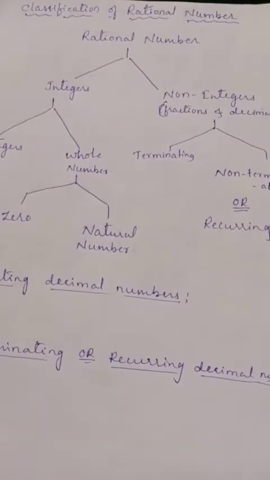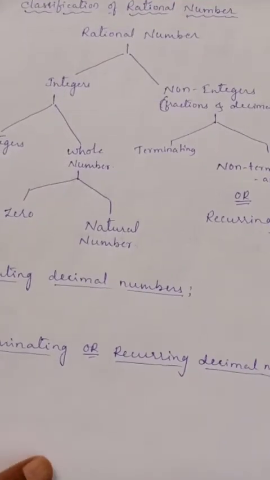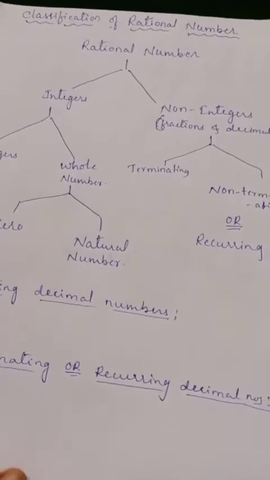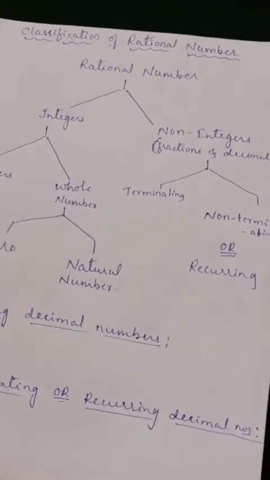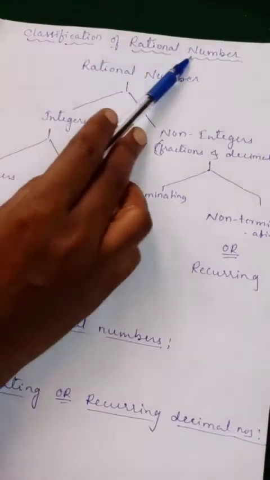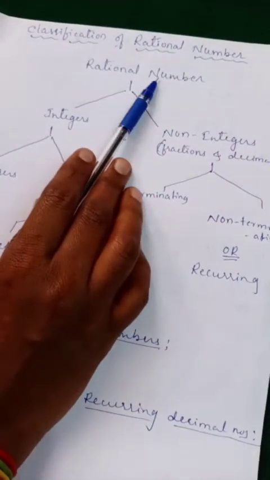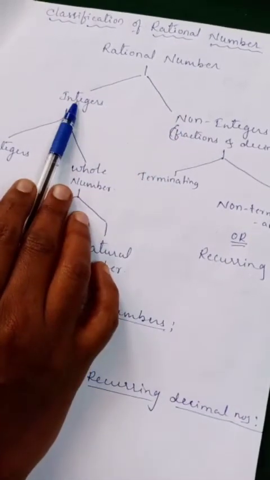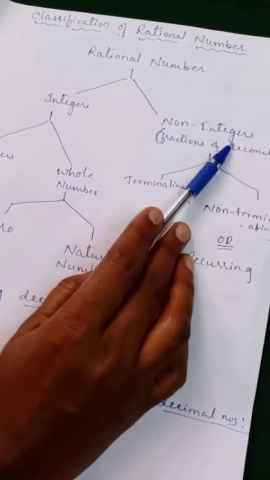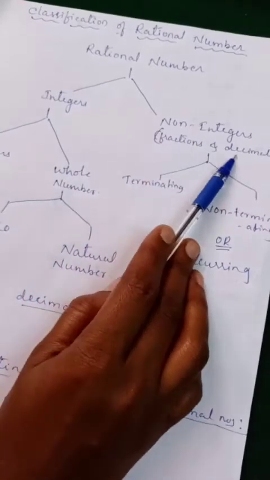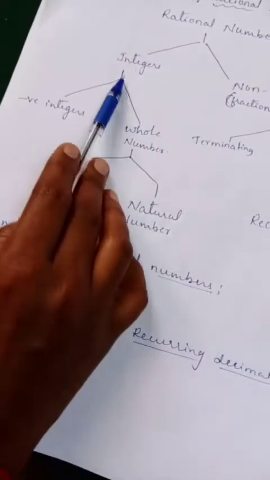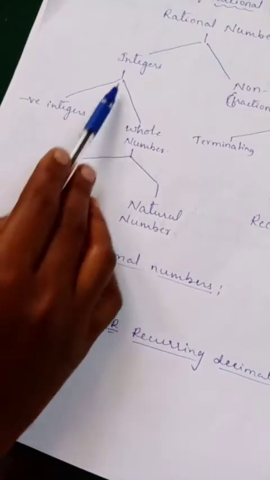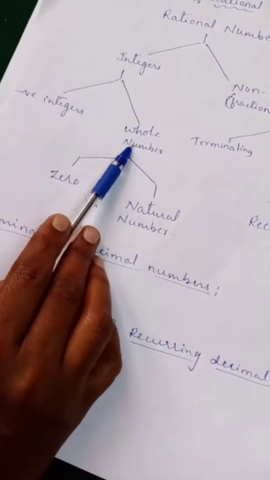Dear children, in the previous video we studied what rational numbers, natural numbers, whole numbers and integers are. Today we'll study the classification of rational numbers. Rational numbers are of two kinds: integers and non-integers. In non-integers, fractions and decimals are there. Then in integers, negative integers and whole numbers.